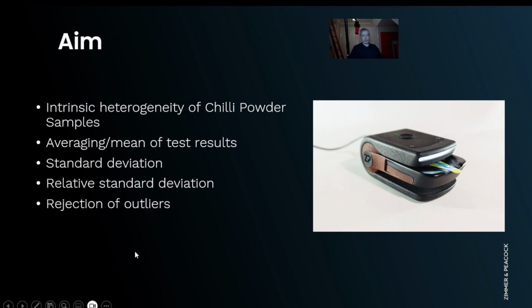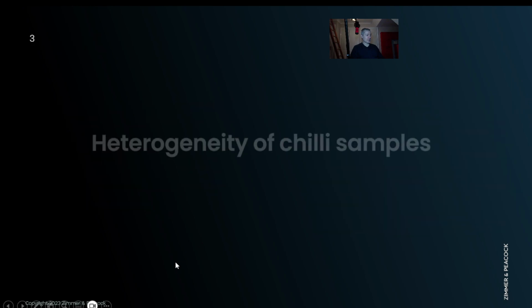I'll also discuss rejection of outliers. If you've got an outlier, how to reject the data point by looking at the standard deviation, looking at its value versus the average value plus or minus 3 standard deviations. So I'll also talk about how to reject outliers.